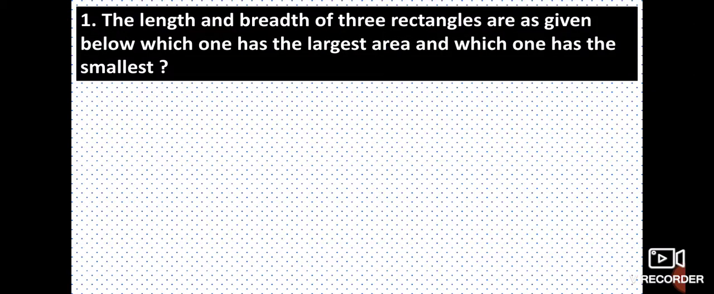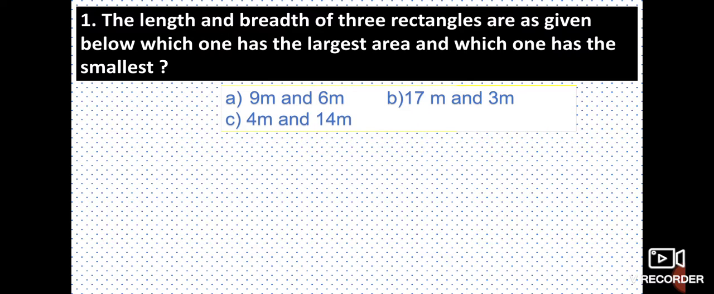The length and breadth of three rectangles are given below. Which one has the largest area and which one has the smallest area? Here you have given three questions A, B and C. Some measurements are also given. Out of these three questions, we have to find which one has the largest area and which one has the smallest area. For this, we have to find the areas of these three questions. Then let's discuss first question.